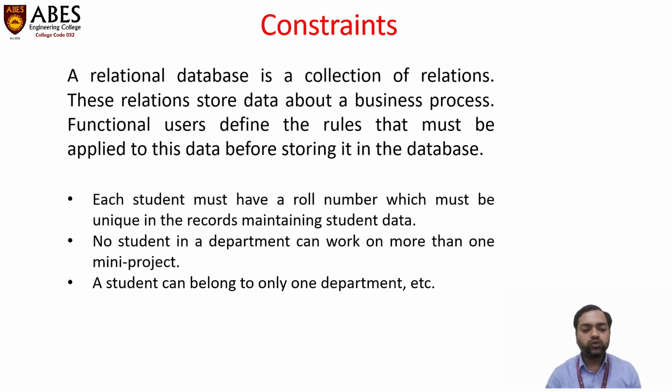So this is a constraint we have to apply onto the relation. Another example is that no student in a department can work on more than one mini project. So this constraint we can apply on the relation. A student existing in the department cannot work on more than one mini project. Another example we can take: a student can belong to only one department. If a student exists in a relation, it can belong to only and only one department. It cannot belong to more than one department. So these are some kinds of constraints we can apply onto the relations.